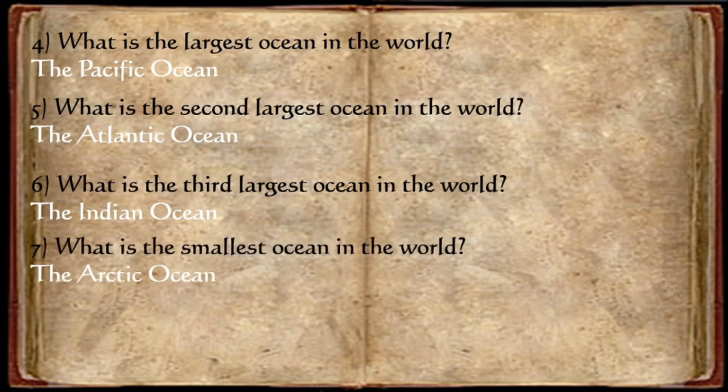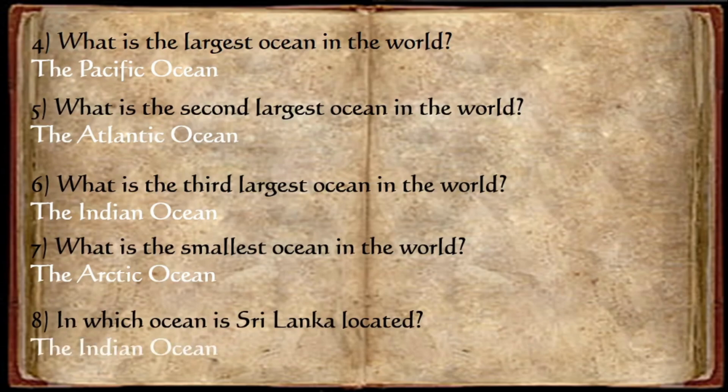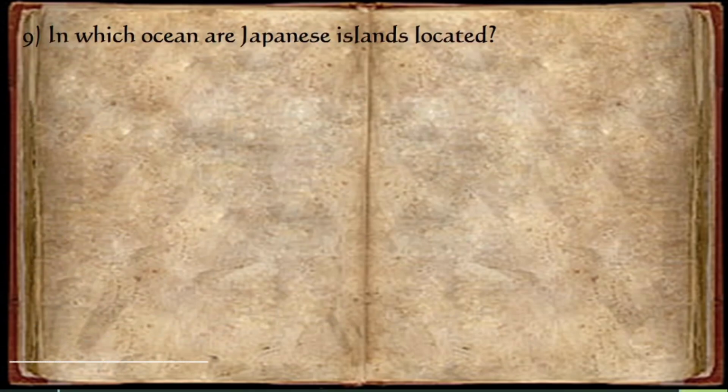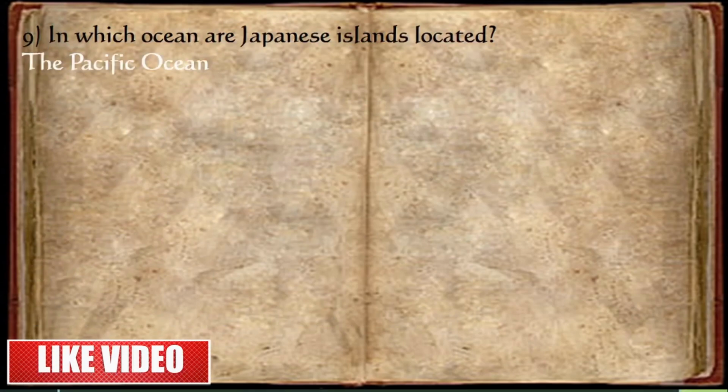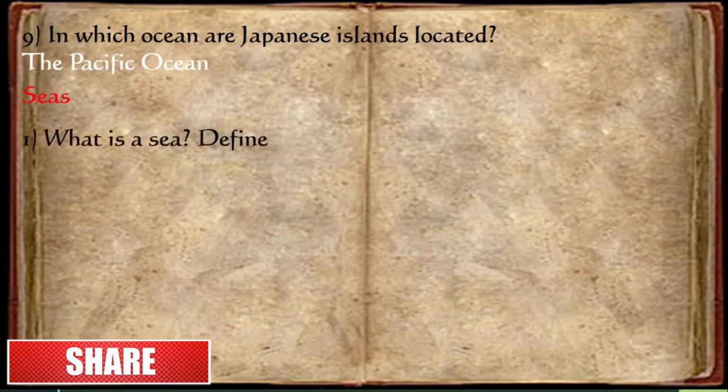What is the third largest ocean in the world? The Indian Ocean. What is the smallest ocean in the world? The Arctic Ocean. In which ocean is Sri Lanka located? In the Indian Ocean. In which ocean are Japanese islands located? The Pacific Ocean.